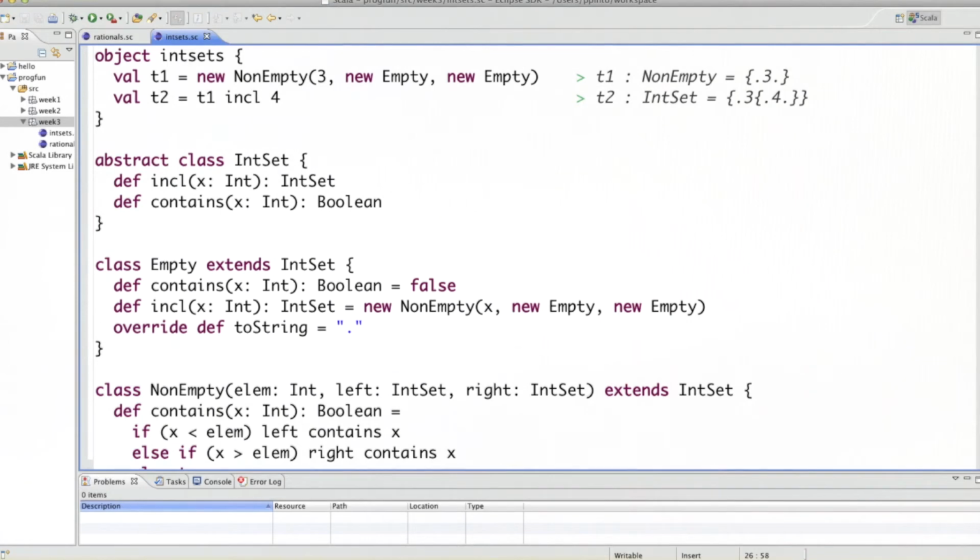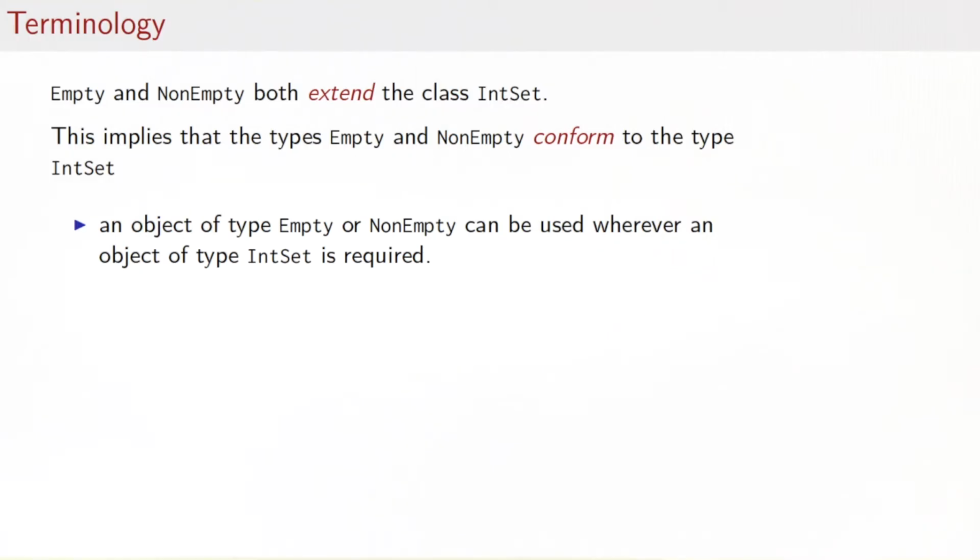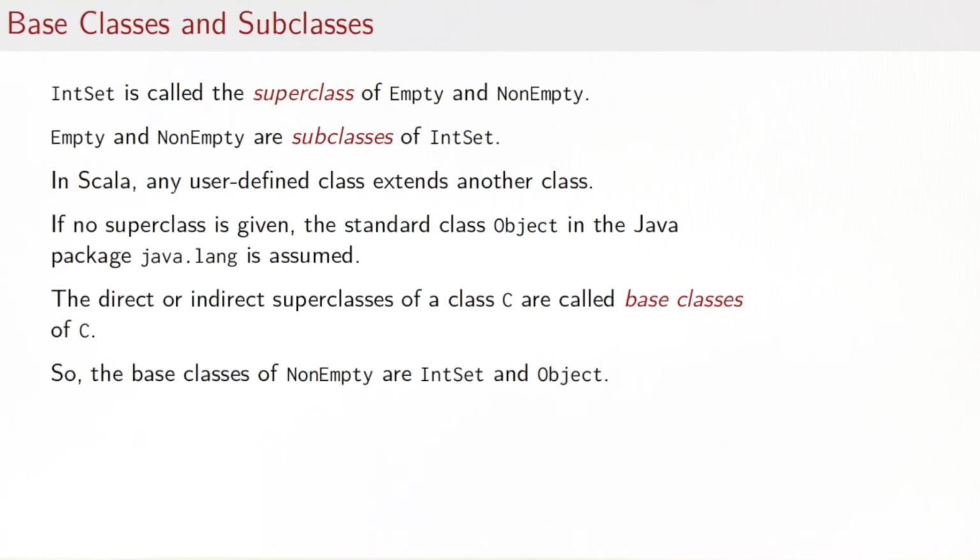So one new thing you see here is that both Empty and NonEmpty extend IntSet. So extension means that these two classes are subclasses of the base class IntSet. One consequence of that is that the types Empty and NonEmpty conform to the type IntSet. What that means is that an object of type Empty or NonEmpty can be used wherever an object of type IntSet is required.